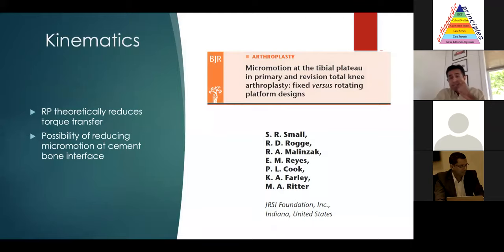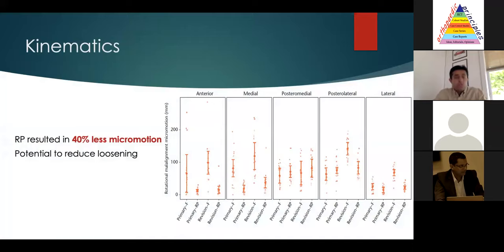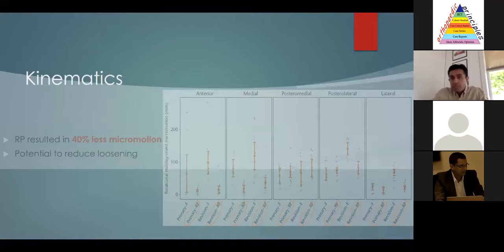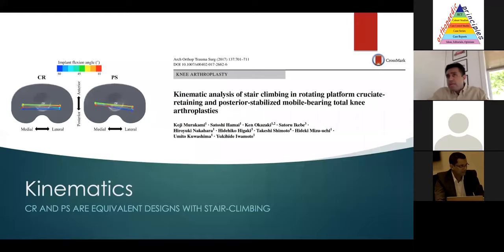And what better way to see this than in revision principles? So this was Dr. Ritter's group, and they studied this. And what they found with this graph, I'll highlight, is that the RP design tended to go towards 40% less micro motion at the cement interface. So potentially there is a benefit to reduce loosening, especially in revision situations, which may be a good benefit to have. Now, what if you compare cruciate retaining rotating platform and posterior stabilized rotating platform designs? Well, they seem to be equivalent in terms of how much rotation they give you, especially when it comes to stair climbing. So that seems to be a good advantage to have. You can do either or.